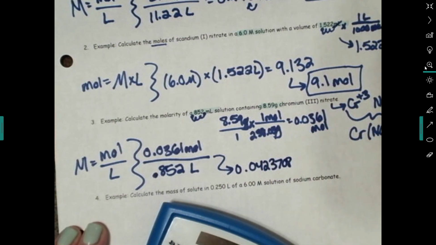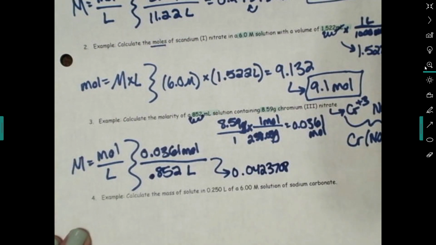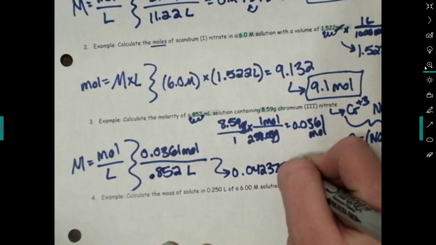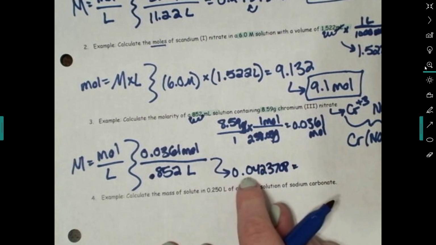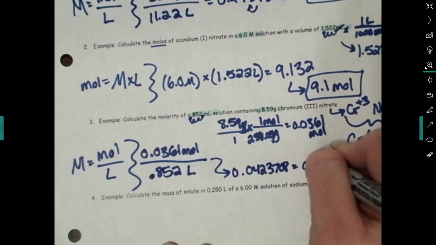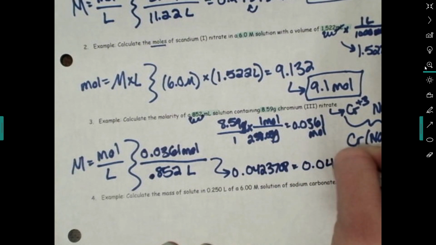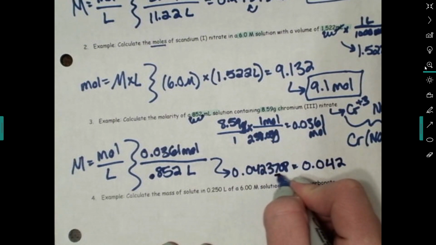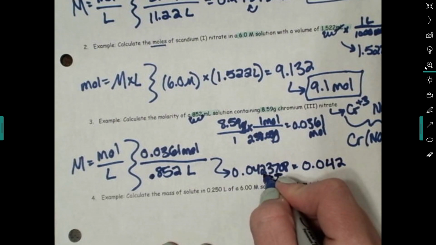0.042378, blah, blah, blah. How many sig figs do I need? Let's look at our original problem. This has 3 sig figs, this has 3 sig figs. So this is going to need 3 sig figs. Remember, leading zeros don't count. So it's just going to be 0.042, and then you look at your 4th significant figure over. Is it going to bump it up? Yes, it is. So it's going to be 0.0424.